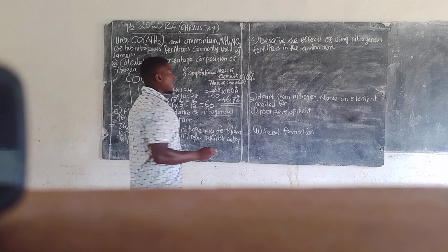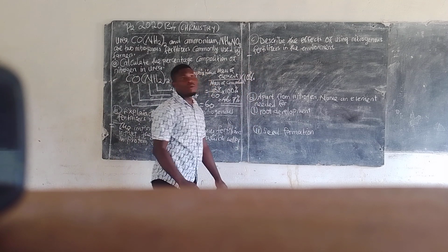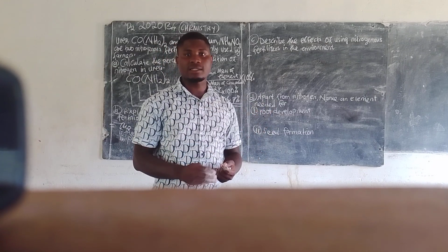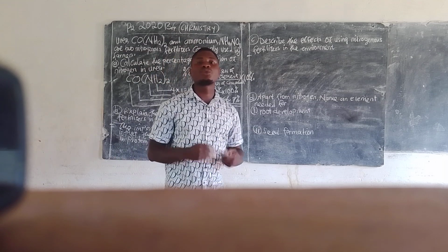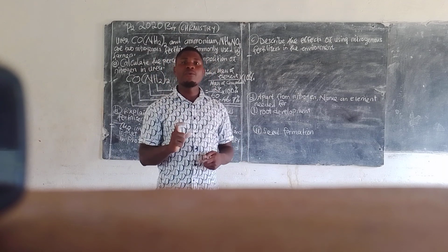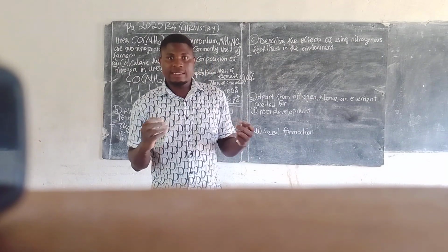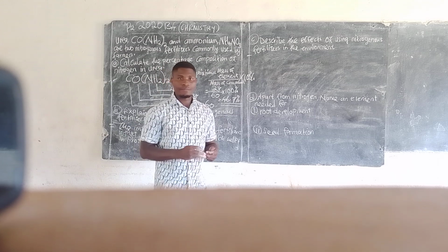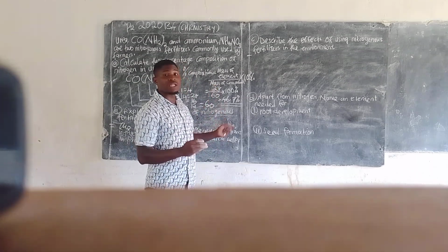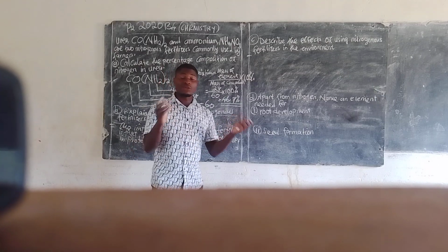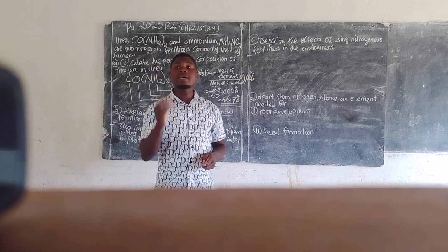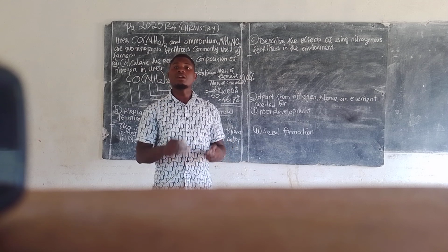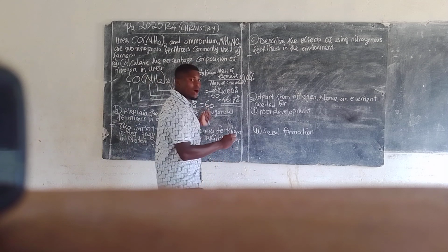Okay? So one, this type of fertilizer, when you overuse it, if you use it very much, it makes the soil to become too acidic. So the soil becomes too acidic, which cannot enable it to support the crops. Okay? So overusing of nitrogenous fertilizers makes the soil to become too acidic, which makes it not to support the crops. Okay? So that is one of the effects.